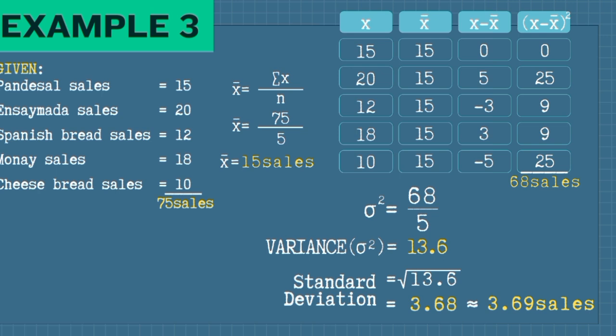Summing up the squared values, we get 68 sales. So the variance will be 13.6, and to find the standard deviation you take the square root of the variance. In this example you will see that 3.68 is the standard deviation, which, if rounded, will be 3.69 sales.